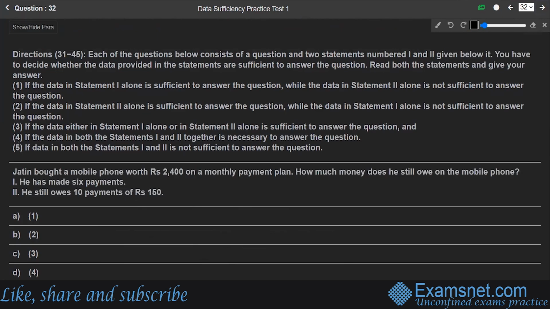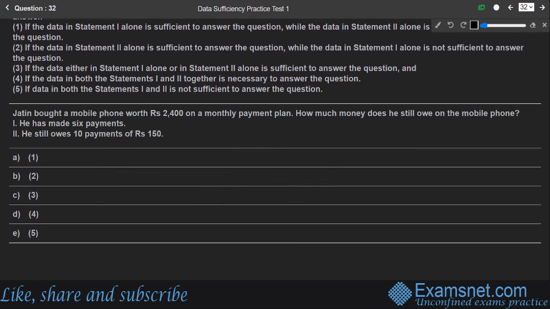Now, the question says Jatin bought a mobile phone worth rupees 2400 on a monthly payment plan. How much money does he still owe on the mobile phone? Okay, let us check the first statement. First statement: he has made 6 payments. So the first statement alone is not sufficient. If he has made 6 payments, they are not telling what the price of each payment is, or rather how much each payment is. If we are not able to find out how much each payment is, then obviously we cannot find out how much money is still due. So first alone is not sufficient to answer the question.